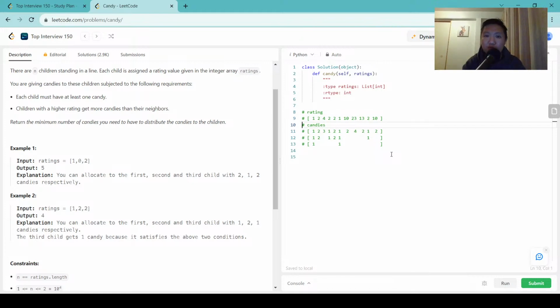Okay, so I think this would work. This would give us the right answer. But the problem with this is that it's very slow, because we might potentially end up with many rounds.